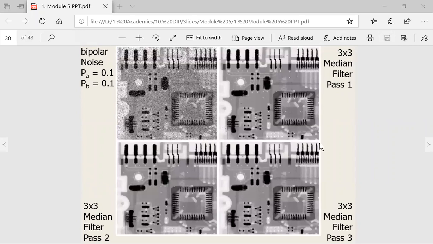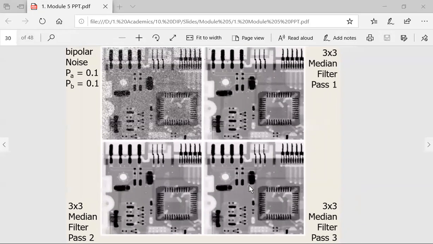Okay, this is one example. Median filter, with bipolar noise, which is nothing but salt and pepper noise. Okay, so a 3 cross 3 median filter, how it is removing the noise in three different runs. At first run this is the output, second run this is the output, third one is still a more purified image.